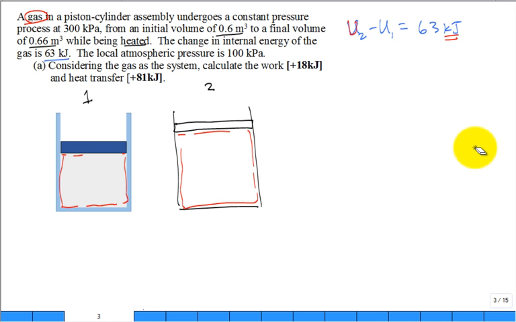All right, now let's get back to this problem. I'm going to try and solve it in less than an hour. The local atmospheric pressure is 100 kilopascal. That's the pressure up here on top of the piston. What is this 300 kilopascal? That's the pressure inside. That's P1, 300 kilopascal.